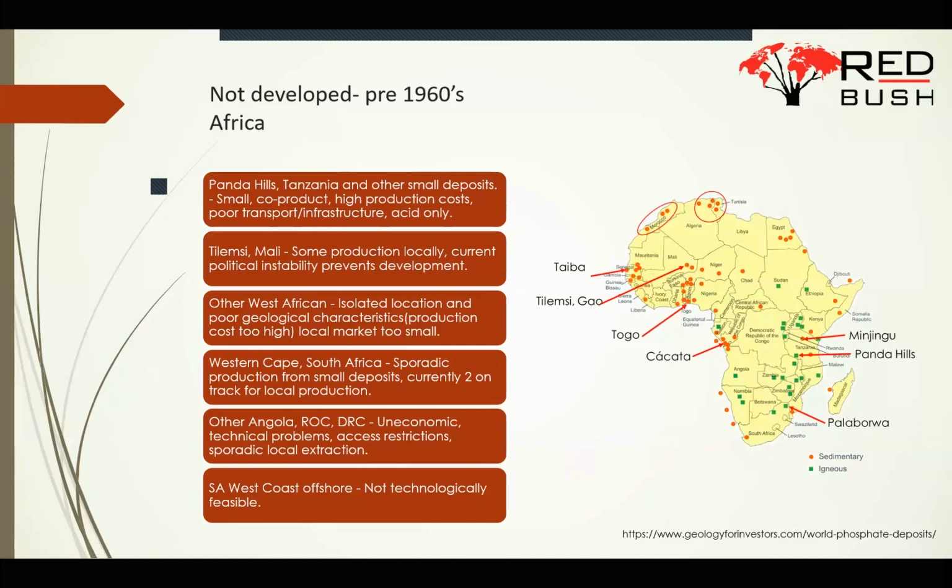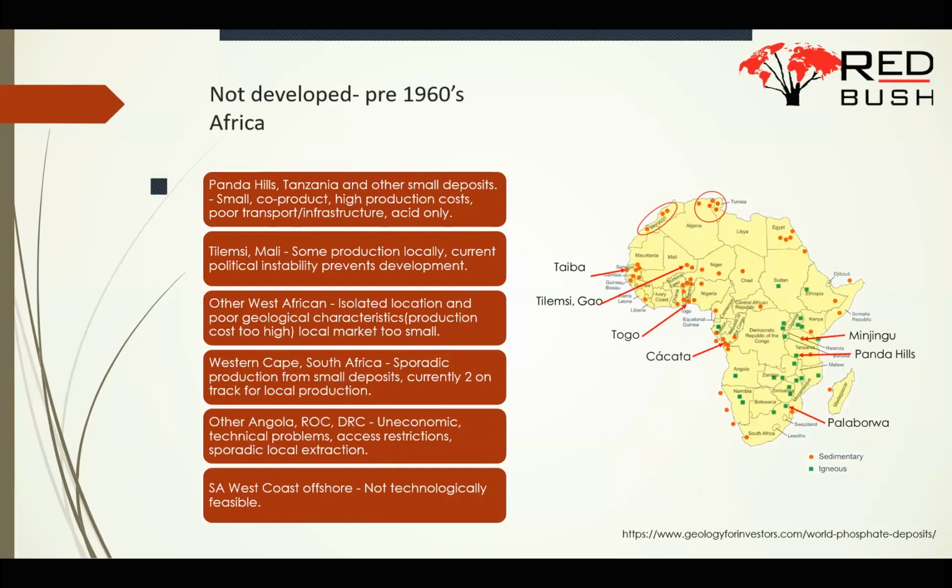There's another one nearby called Nguala. It's also one of these combination phosphate rare earth carbonatites. They're very small. They're co-products. You have to mine everything together. The production costs are very high. The infrastructure is not very good there. So there's a rail line, but there's not enough electricity, there's not enough gas, there's all kinds of issues.